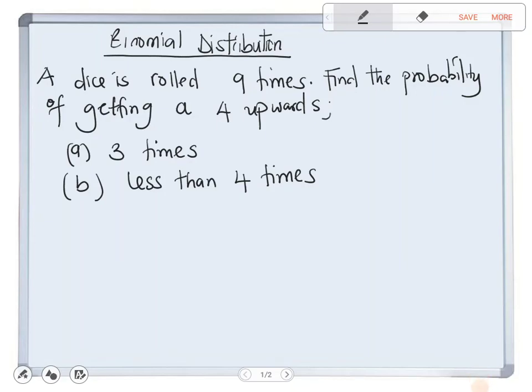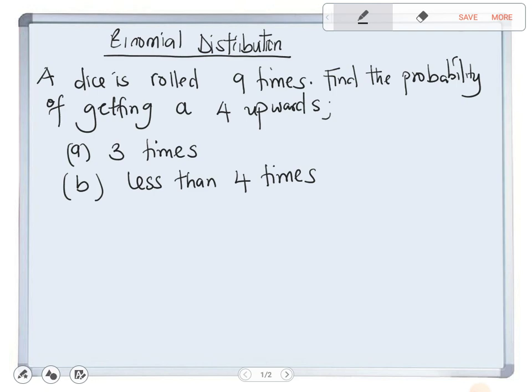Hello guys, so we have a binomial distribution question here. If you are doing statistics, then this question is for you. A dice is rolled 9 times. Find the probability of getting a 4 upwards 3 times and less than 4 times.